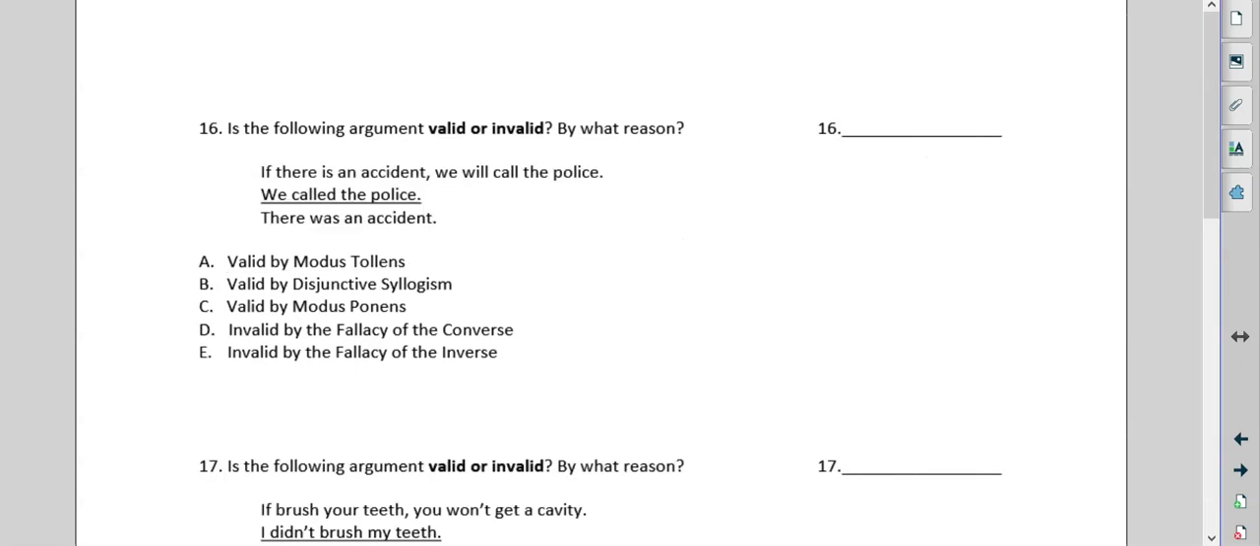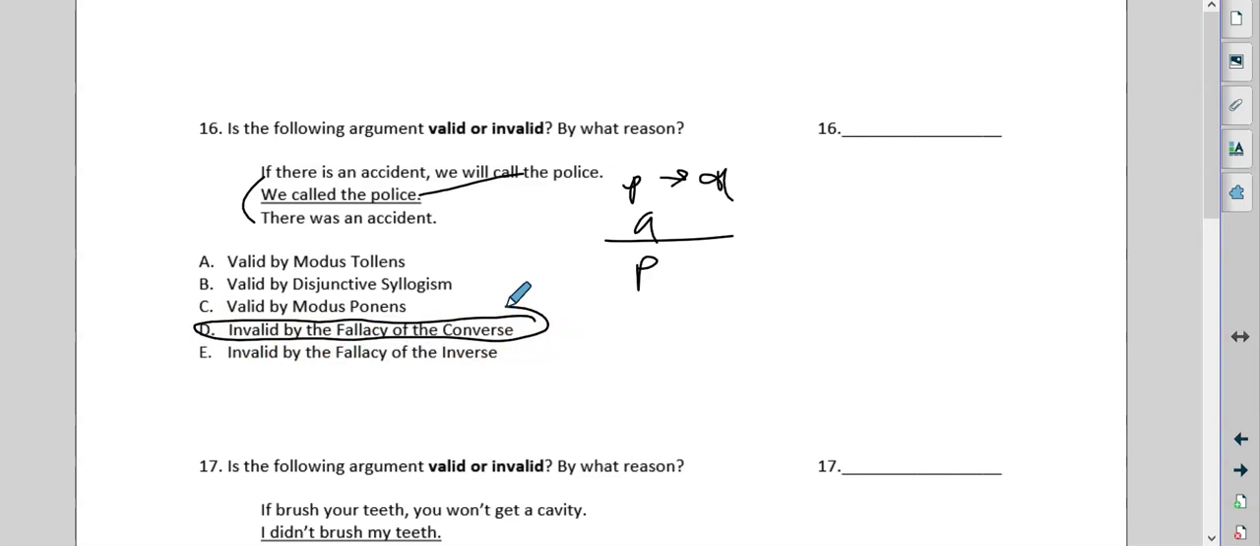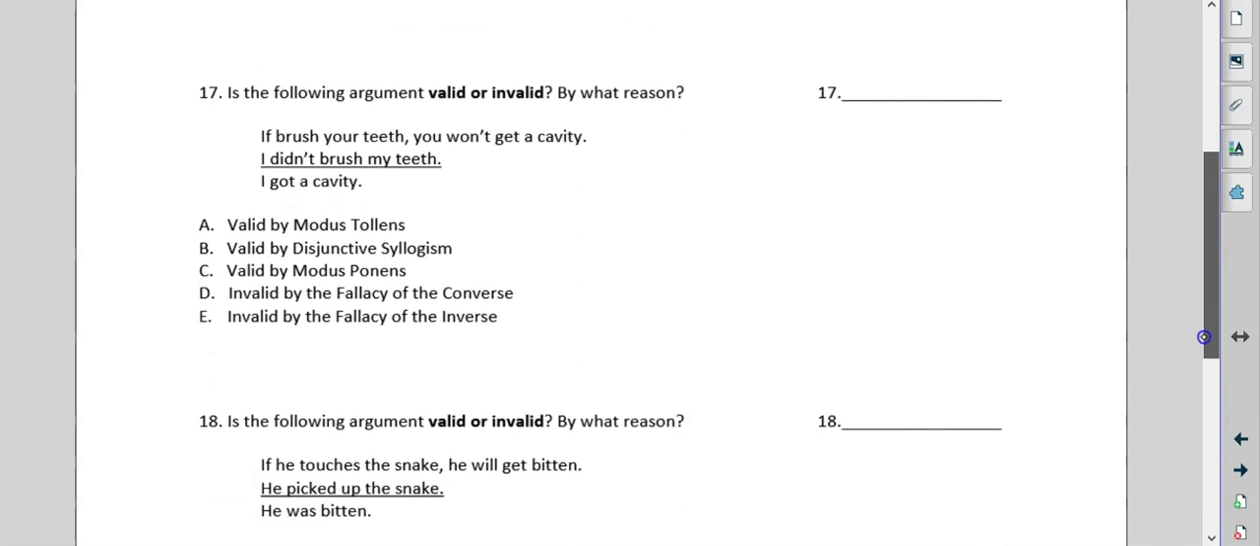Okay. Last few here. If there's an accident, then we'll call the police. We called the police. Again, that ties into that one, so that's Q. There was an accident, P. That is invalid by the fallacy of the converse. And again, you have this on your chart.